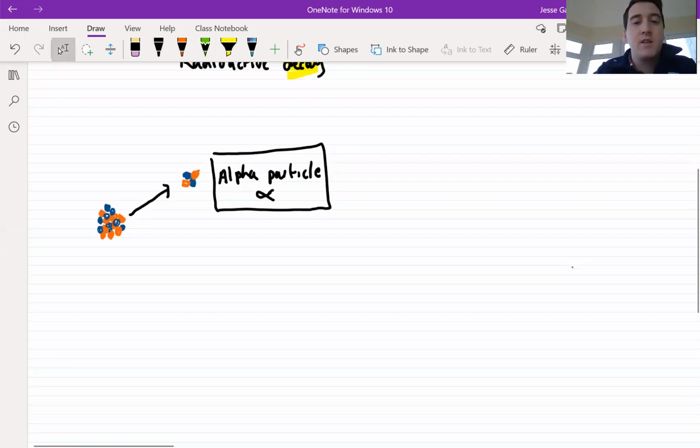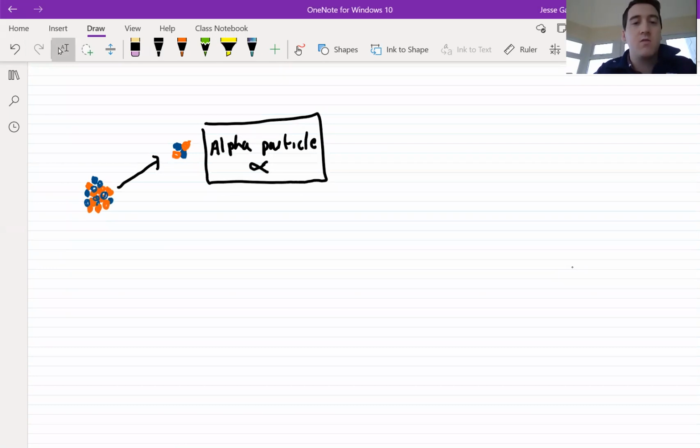Some of you might recognize this from an experiment using gold foil. It was Rutherford's experiment, and these were the particles that he fired at gold foil and that allowed him to discover the nucleus. Okay, but we're not going to talk too much about that at the moment.